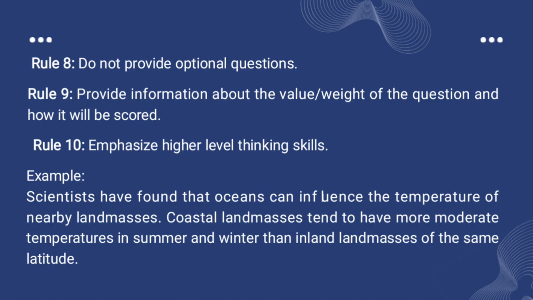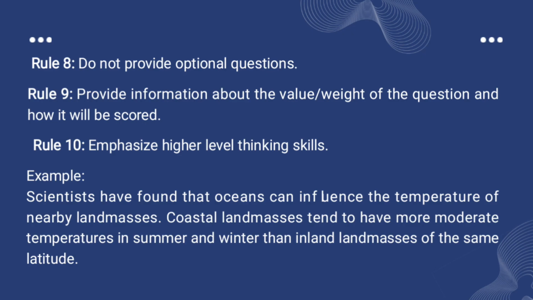So for rule number 9 is to provide information about the value or weight of the question and how it will be scored. This is important for students, so they know how they will be scored, what they need to do, and what criteria or rubrics they must meet, so they will not ask why their score is low or what the evaluators' basis was. Students should be aware of how they will be scored.